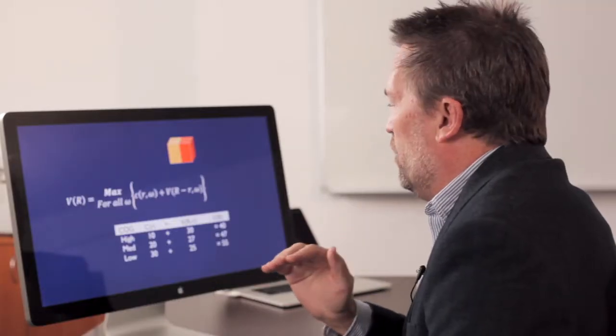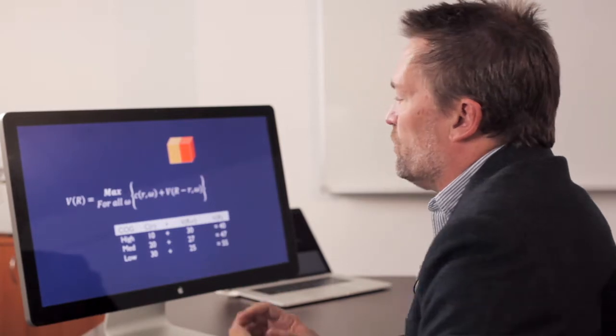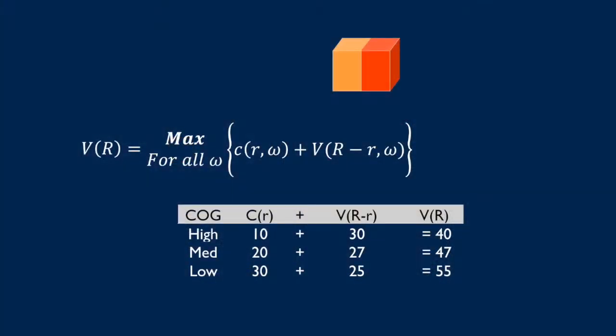Now we skip back to the second last increment of rock. At this point, we go through our 3 cutoff grades again, our high, medium and low cutoff grade, and we're assuming the same cash flow for each of the cutoff grades. But here's where we have a different remaining value. For the high cutoff grade, we just calculated that our remaining value is 30.